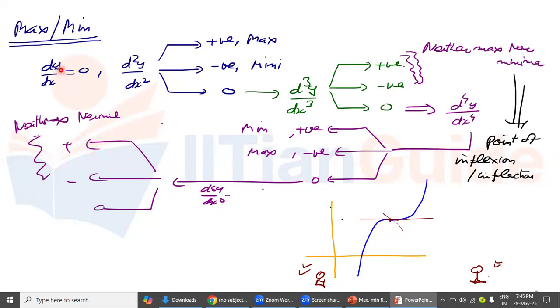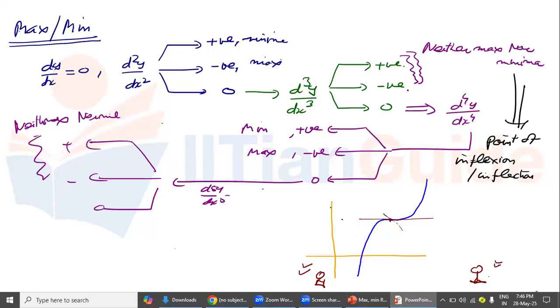First derivative, you got 0. Second derivative, you have three possibilities: either positive, negative, or 0. I wrote it wrong here. When I get positive, that is minimum. Positive value will give me minimum, and a negative value will give me maximum. In case I get 0, then we do the third derivative. Third derivative may come positive, negative, or 0.